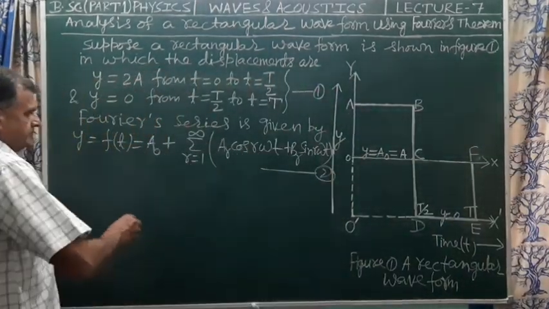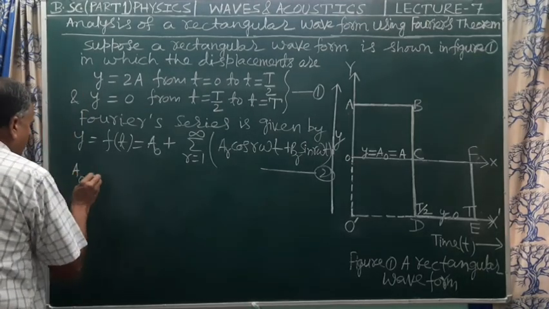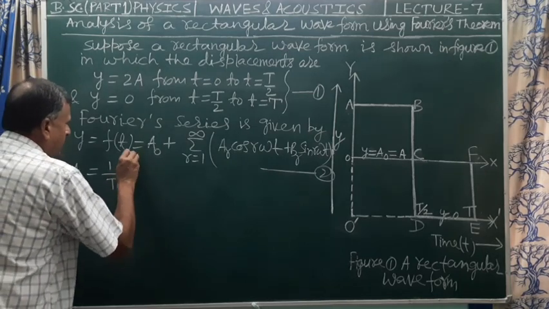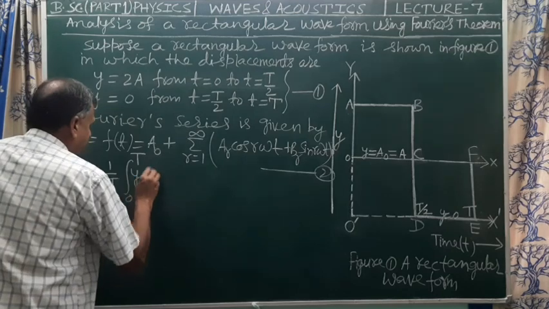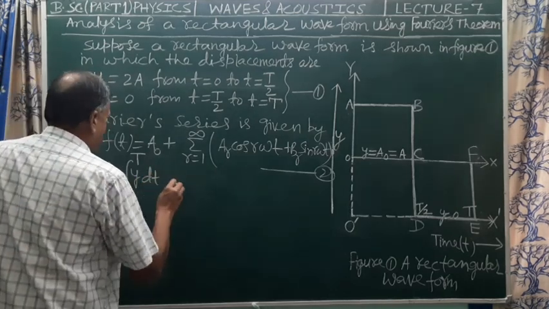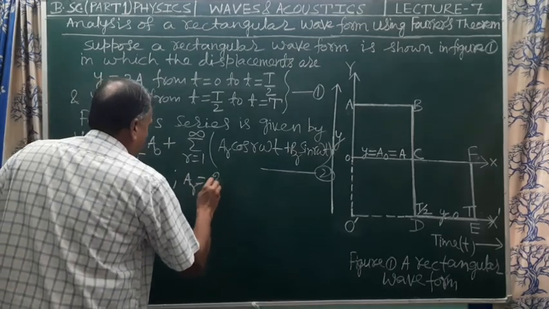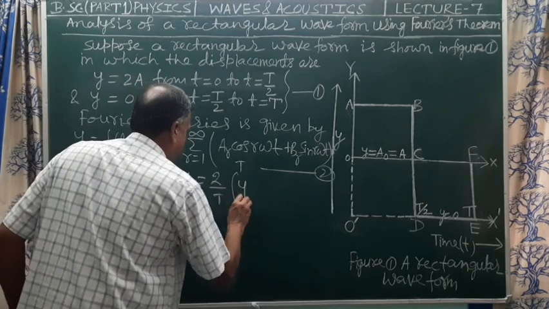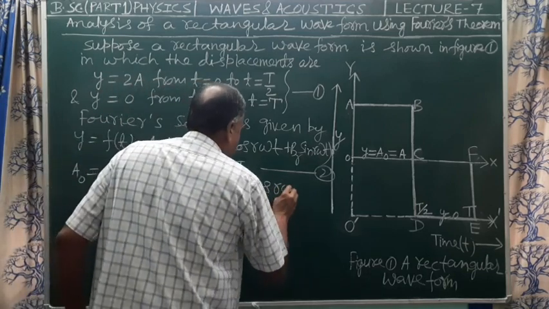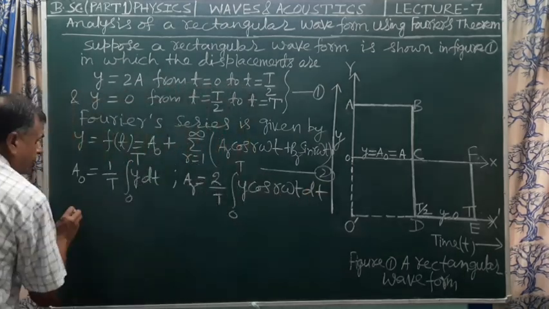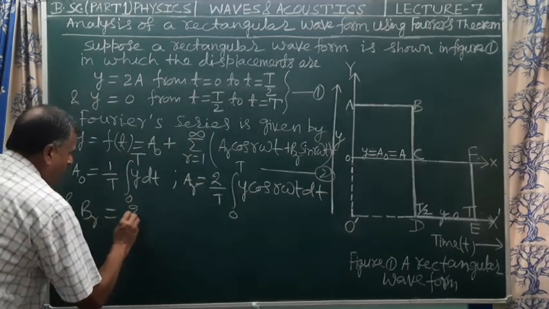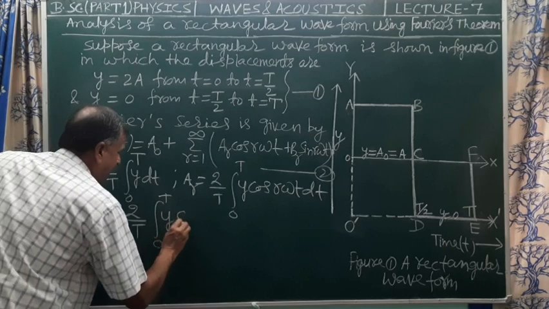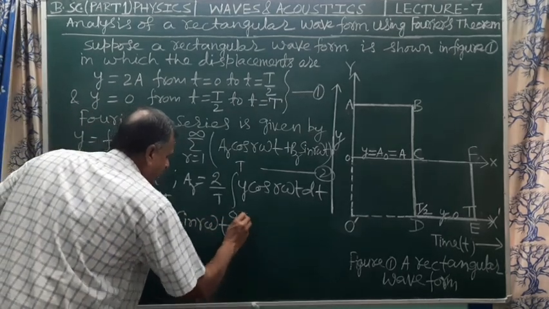Now A0 is given by 1 by capital T integration 0 to capital T y dt. AR is given by 2 upon T integration 0 to capital T y cos r omega t dt, and BR equals 2 upon T integral 0 to capital T y sin r omega t dt.